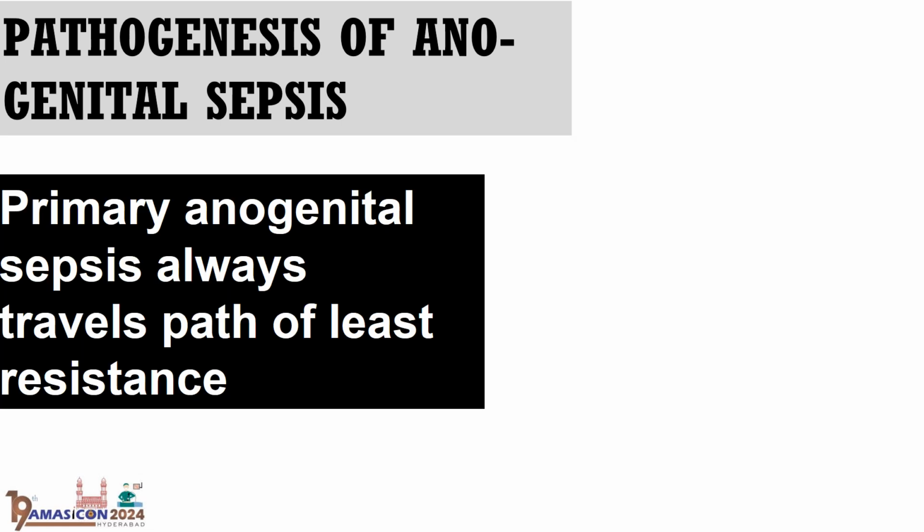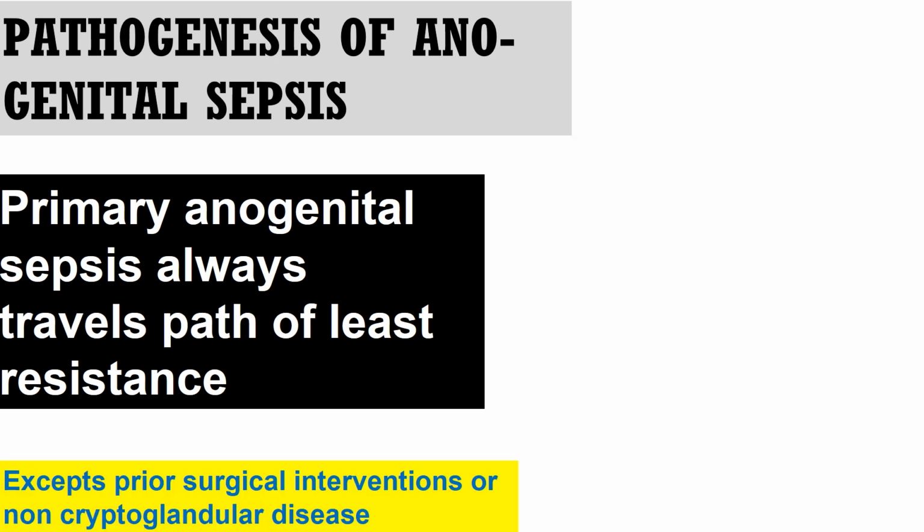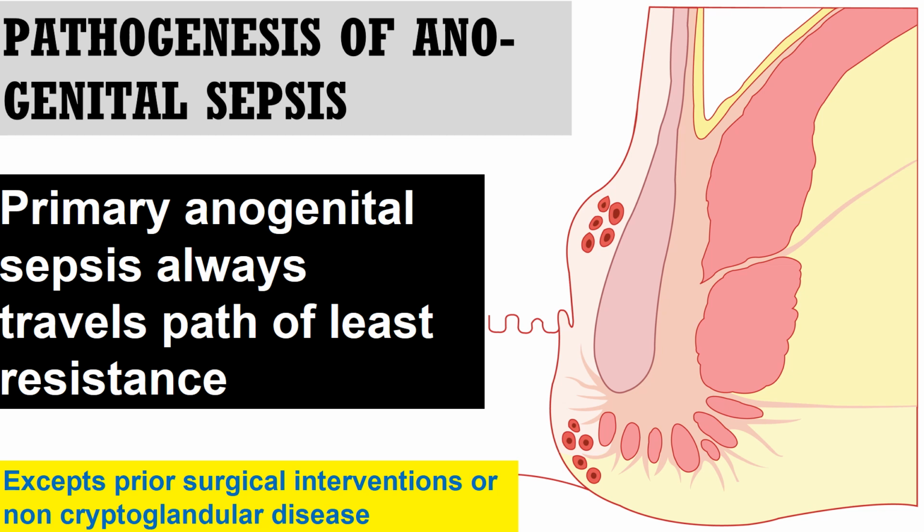Pathogenesis of anogenital sepsis: primary anogenital sepsis always travels the path of least resistance, except when it is due to prior surgical intervention or disease of non-cryptoglandular origin such as TB or Crohn's. So, friends, when the disease starts at the dentate, it goes to the intersphincteric space. Once the disease goes there, the internal sphincter goes into spasm and becomes tight. Now the path of least resistance cannot come back to the dentate. It has to find another path of least resistance.